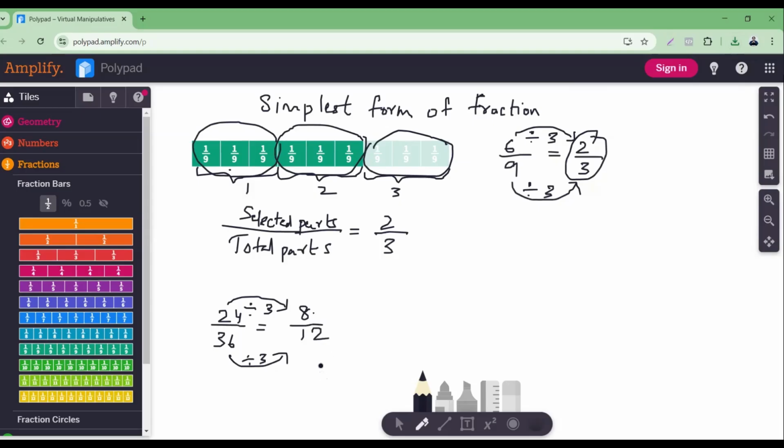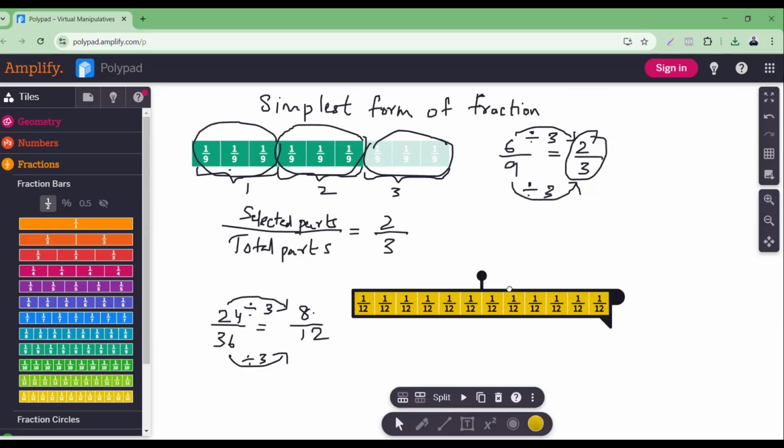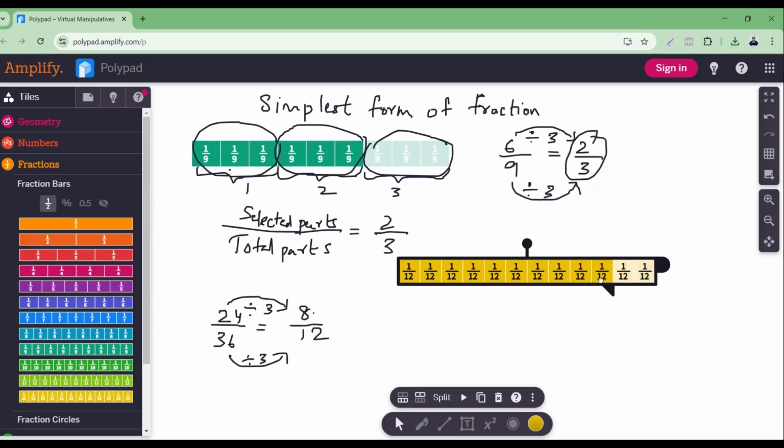So 8/12. We can take 8/12 and see. Yes, this is 8/12. Correct? Now, can I make a further simplification of this? Yes, I can do this simplification.